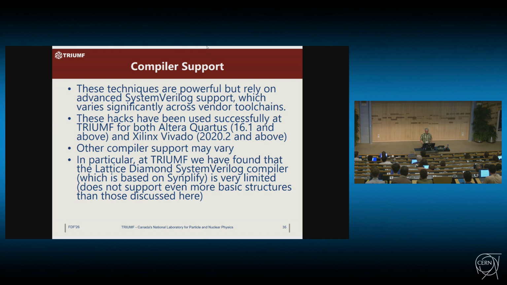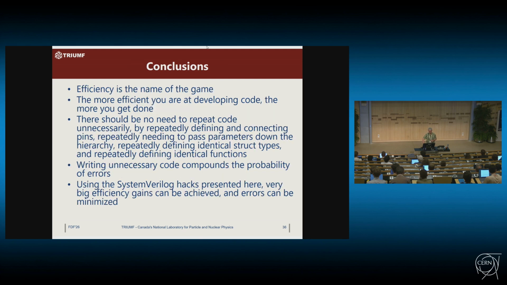All right, so compiler support. These toolkits are powerful, but rely on advanced SystemVerilog support, which varies. I have tested these in Altera Quartus 16.1 and Xilinx Vivado 2020.2 respectively, and above. Other compiler support may vary, and in particular, Lattice has always given me problems, even with much simpler structures. Maybe it's supported, but it's very hard to do SystemVerilog in Diamond. I don't know if you have experience with that, but that's my experience. But certainly in Vivado and Quartus, these things work.